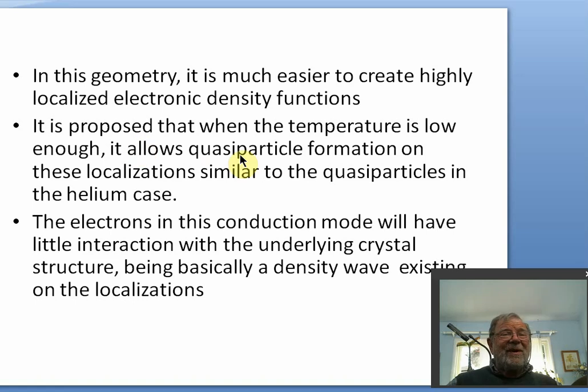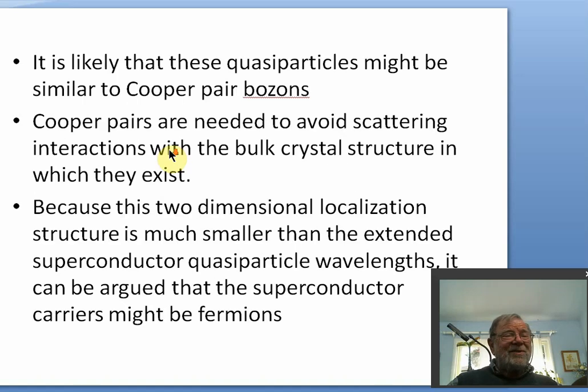So it is proposed that when temperature is low enough, it allows quasi-particle formation on these localizations, similar to the quasi-particles in the helium case. The electrons in this conduction mode will have little interaction with the underlying crystal structure, being basically density waves existing on the localizations. It is likely that these particles might be similar to Cooper pair bosons. Cooper pairs are needed to avoid scattering interactions with the bulk crystal structure in which they exist. They are also the lowest energy level within the bulk structure.